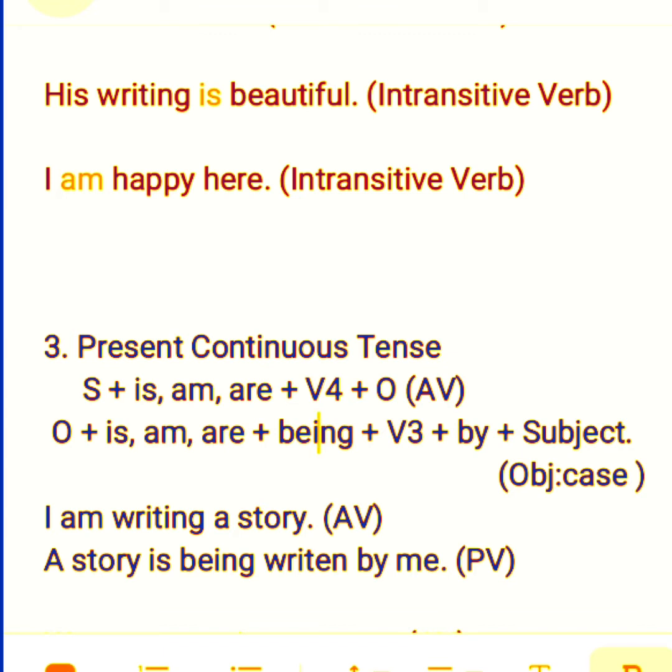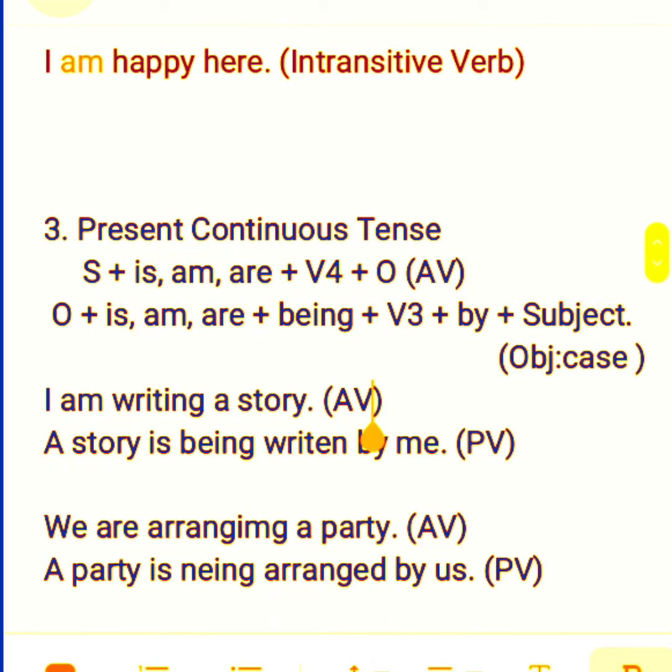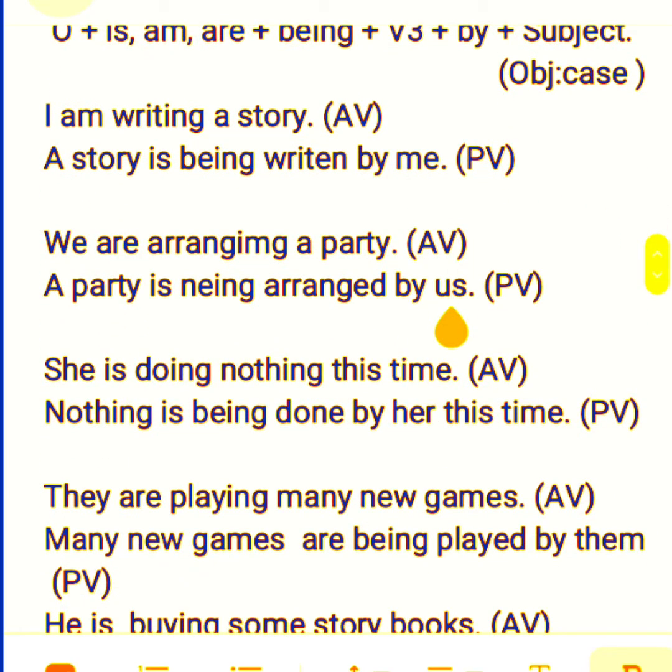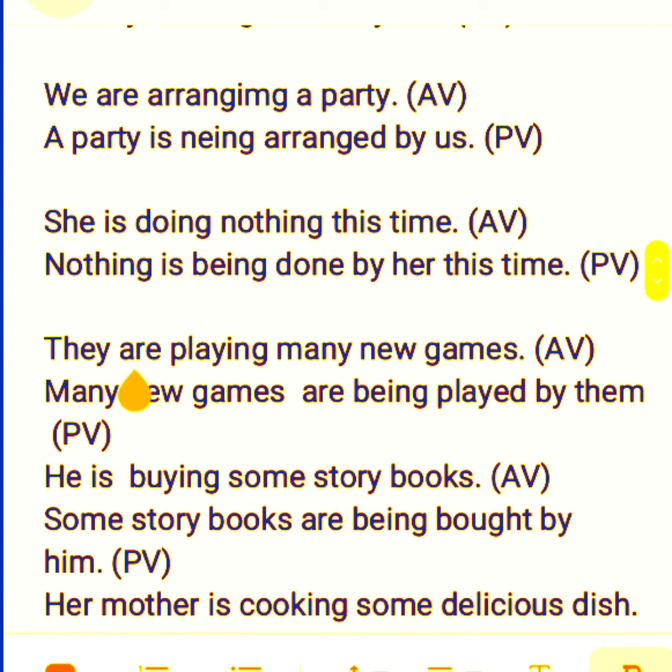Otherwise, is/am/are are used in the passive voice of present indefinite tense, and was/were are used in the passive voice of past indefinite tense. Now V3, third form of the main verb plus by preposition plus subject into objective case. I am writing a story, a story is being written by me. We are arranging a party, a party is being arranged by us. She is doing nothing this time, nothing is being done by her this time. They are playing many new games, many new games are being played by them.